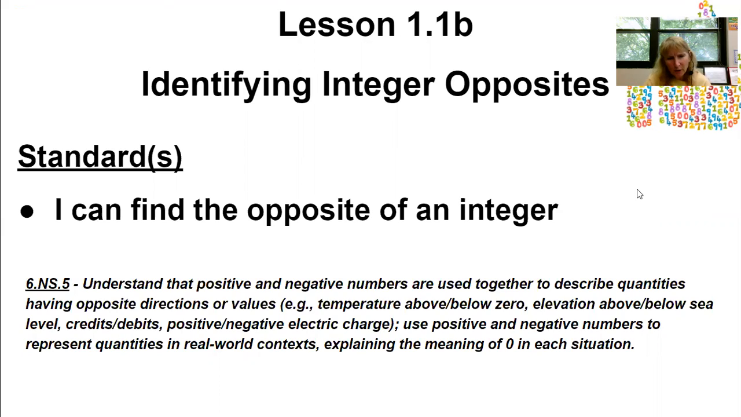So our standard is understand that positive and negative numbers are used together to describe quantities having opposite directions or values. We are focusing on the opposite directions and values today. We are going to use positive and negative numbers to represent quantities in real world contexts and explain the meaning of zero in each situation. We've already talked a little bit about real world quantities and integers: sea level, elevation, temperature. We're seeing that integers can be used in real world situations. We also have started to talk about zero. We'll be doing that a little bit more today.